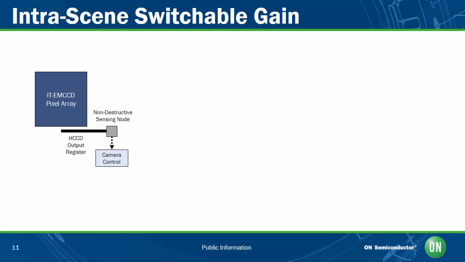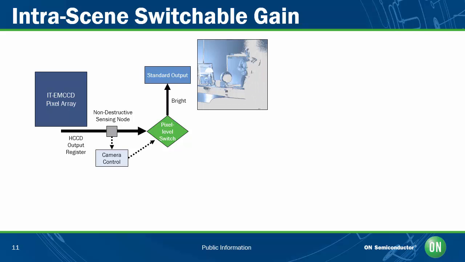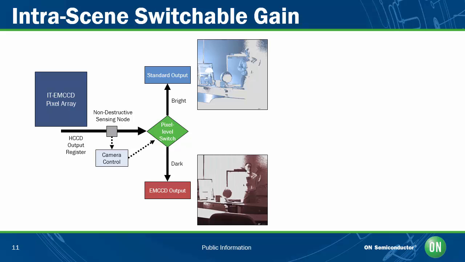This information is then used to drive a switch in the sensor that routes charge packets to one of two outputs based on this charge level, on this tagging. Pixels with high charge levels that correspond to the bright parts of the image are routed to a standard CCD output for conversion to voltage. That's what's shown in the picture at the top. Pixels with low charge levels corresponding to the dark parts of the image go to the EMCCD output so that they get additional amplification before conversion to voltage.